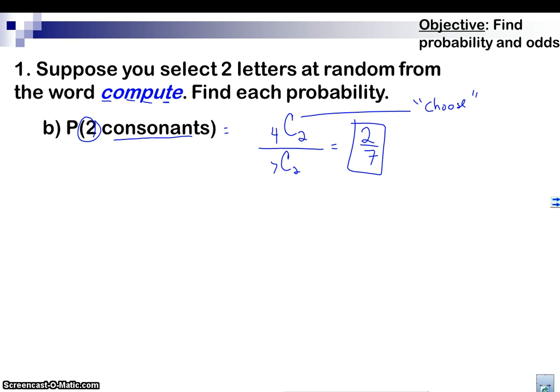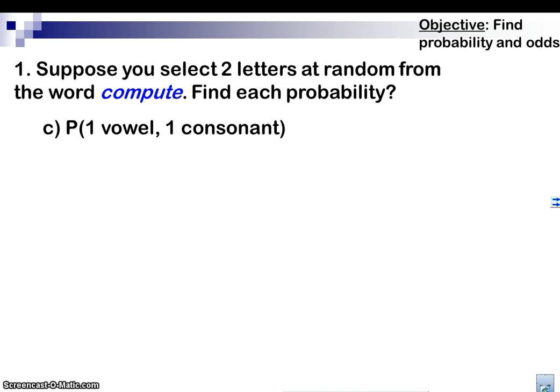All right, let's take a look at another one. 1 vowel and 1 consonant. So remember when we talked about we have 2 probabilities. This little parentheses means and. So when we have and, it means multiply. So what I'm going to do is take this combination and multiply it by this combination. All right, so it looks like this.